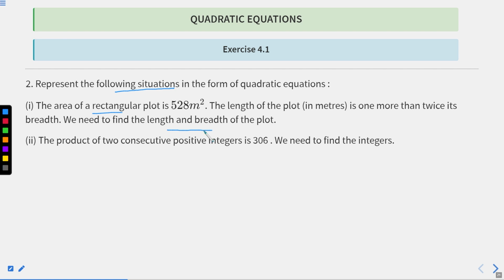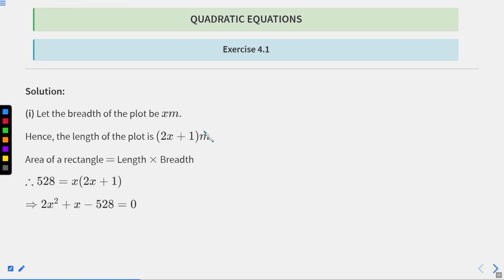Here in the first one, we have basically been given the area of the rectangular plot, that is 528 meters square. And we have this information: the length of the plot in meters is one more than twice its breadth. So here we can represent the situation in the form of quadratic equation. Now let us solve this problem.